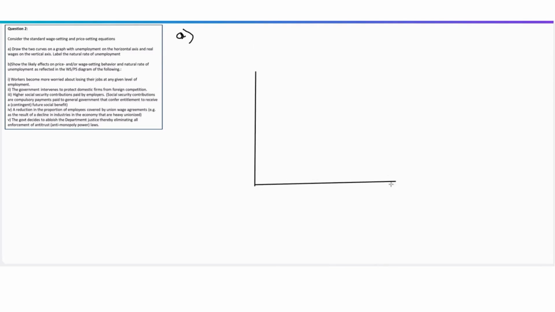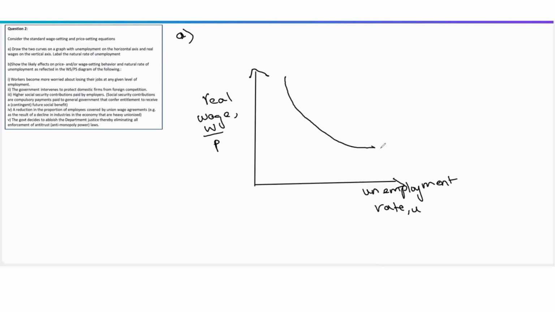When we plot the WS-PS diagram, on the vertical axis we take the real wage, W by P, and here we have the unemployment rate U. And we have our downward sloping WS curve, which is given to us as W by P is equal to F(U, Z). We know the WS curve represents the real wage workers demand, so it represents the workers' side.